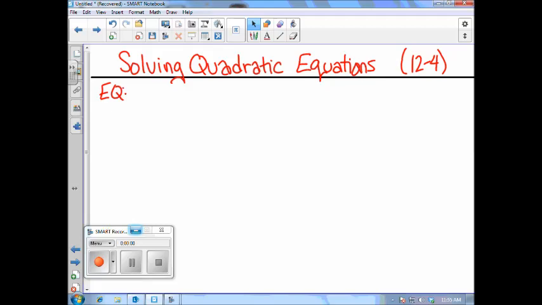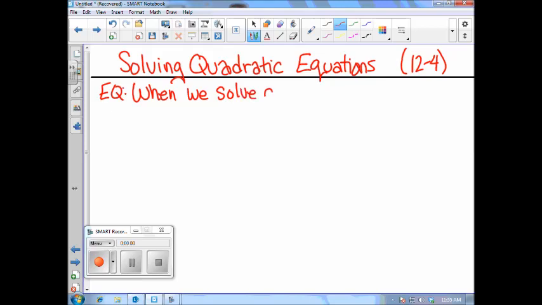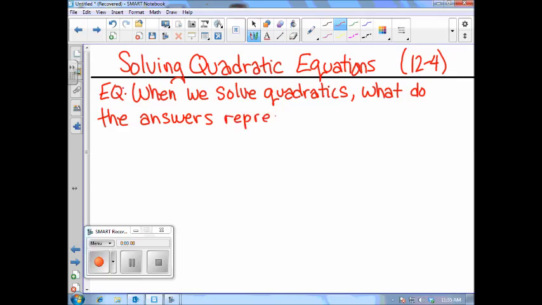Okay, so our essential question for today is, when we solve quadratics, what do the answers represent on the graph? When we solve quadratics, what do the answers represent on the graph?